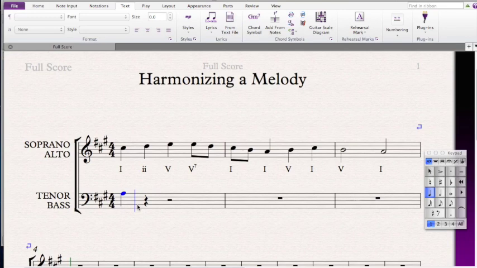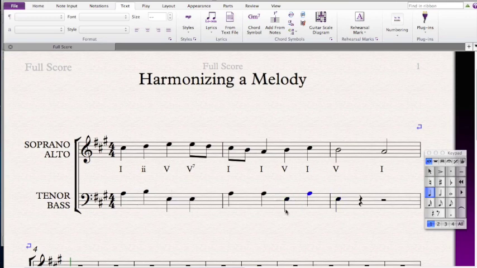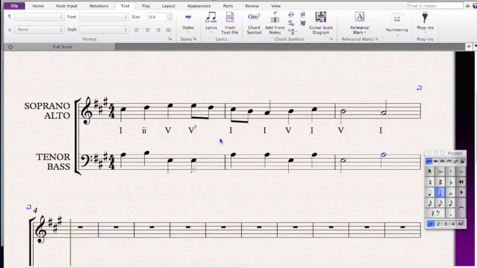So right now all of our chords are in root position, so I'm just going to write out the bass line as root position, as the roots of each chord. So this is the 1, this is the 2, this is the 5, this is the 5, this is the 1, this is the 1, this is the 5, this is the 1, 5, 1.